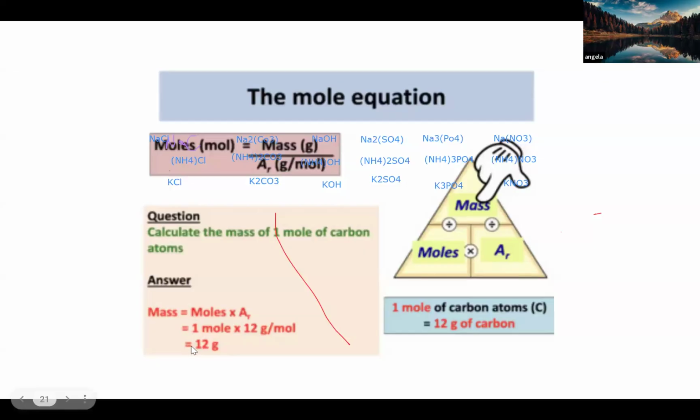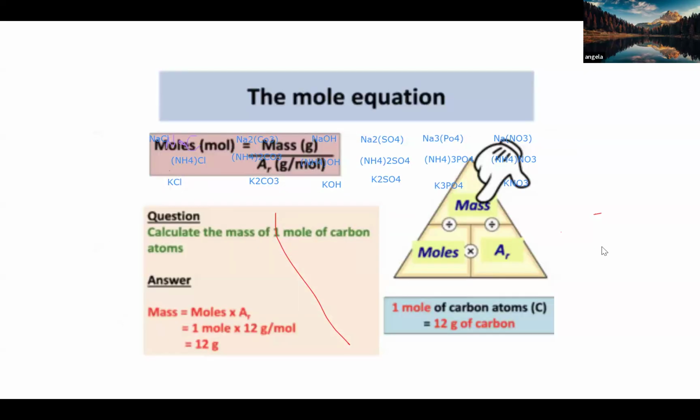So you can then move this around. You can do moles times the molar mass. This is going to be our formula. We're doing this so that you know that each one of them equals that. This will be our main formula.